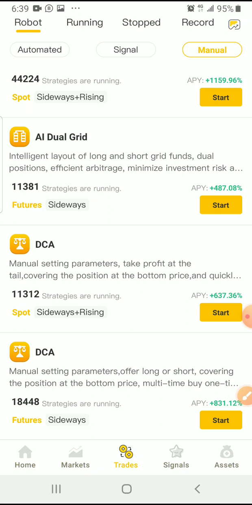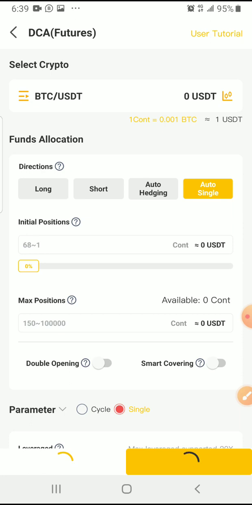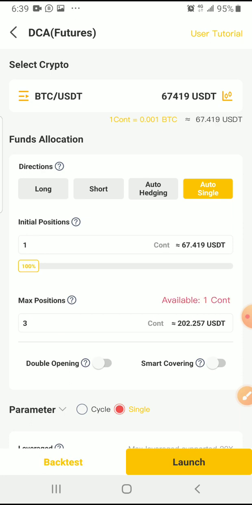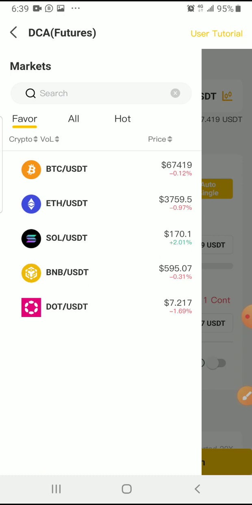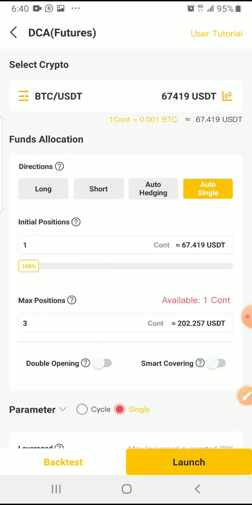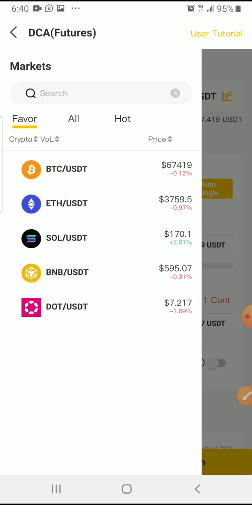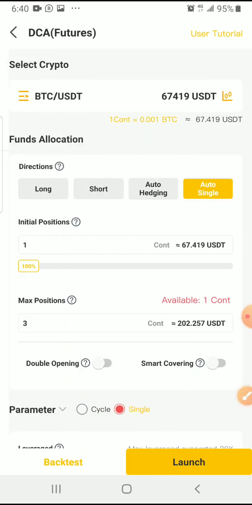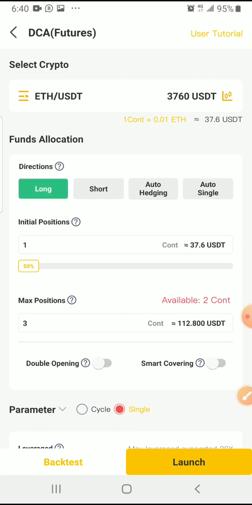Second thing is that you come to your robot, you come to manual, and in this case I'll use the DCA robot. So now that I decided that in the first scenario I'm going to use only Ethereum, I click on the select crypto. It's BTC here, so I click on that and then choose Ethereum. Now we have long here, we have short here, and then auto single is also popular.